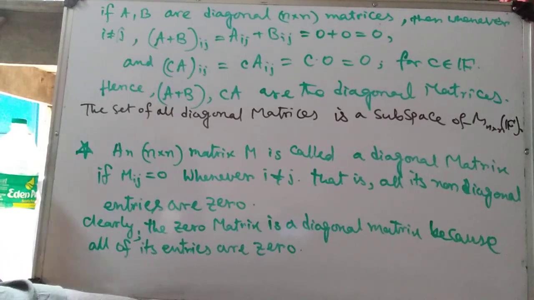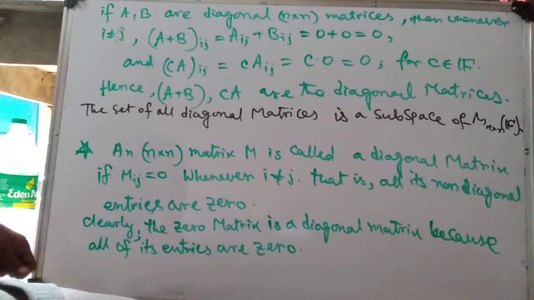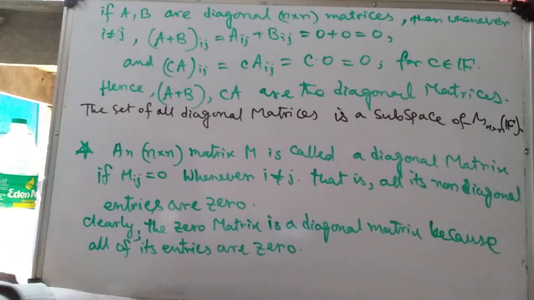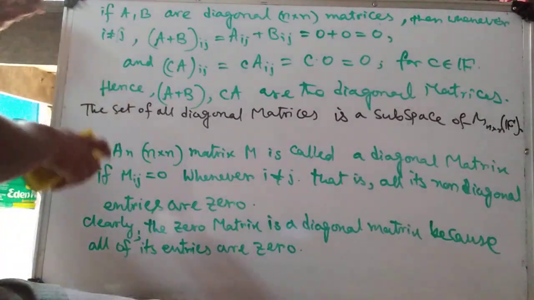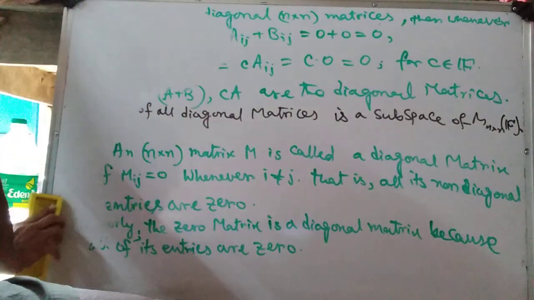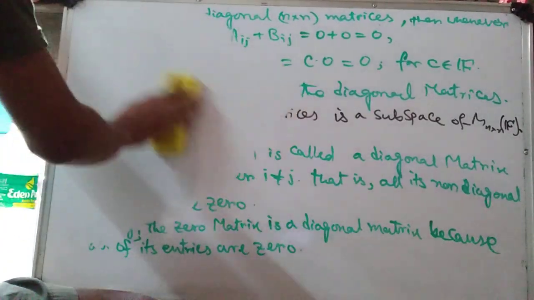We erase that portion and go to further discussion of that topic. We talked about the set of all symmetric matrices, which obviously forms a subspace, and the set of all diagonal matrices, which also obviously forms a subspace. Now we also discuss more.